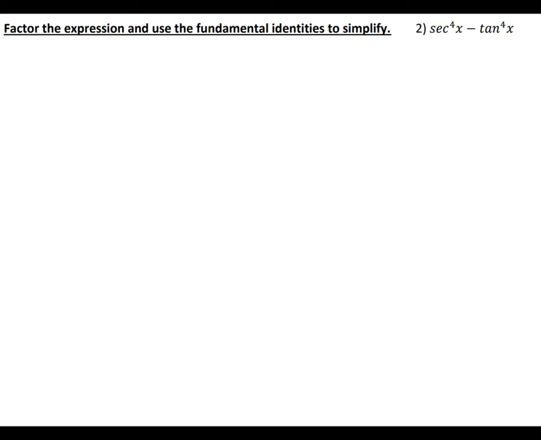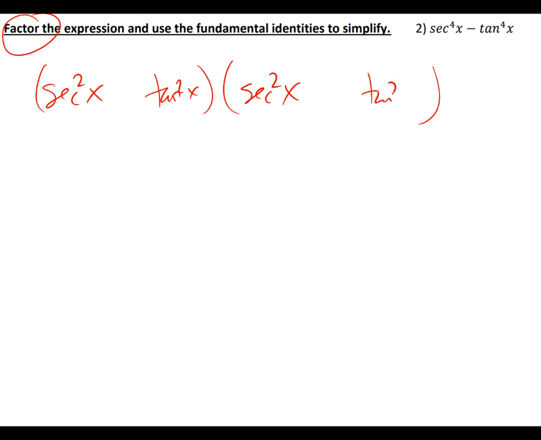Alright. So, it says we're supposed to factor. What kind of factoring do we have there? Difference of squares. Good. Alright, so what is the square root of secant to the 4th? Secant squared. Okay, what is the square root of tangent to the 4th? Tangent squared, and for difference of squares, we make one a plus and one a minus. Okay. Here is now where we're going to try to use some of our identities.